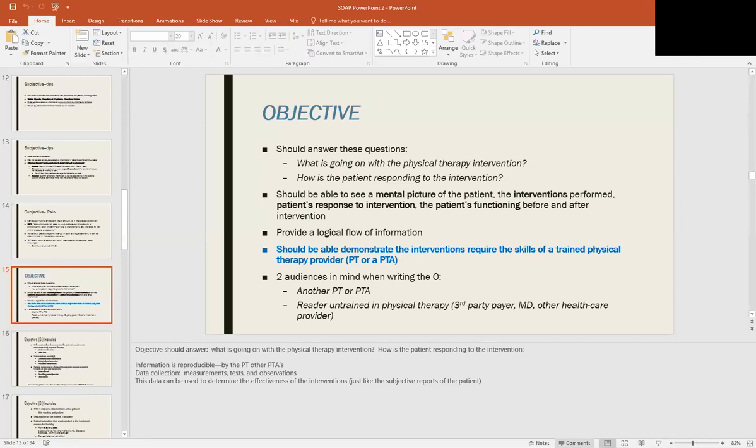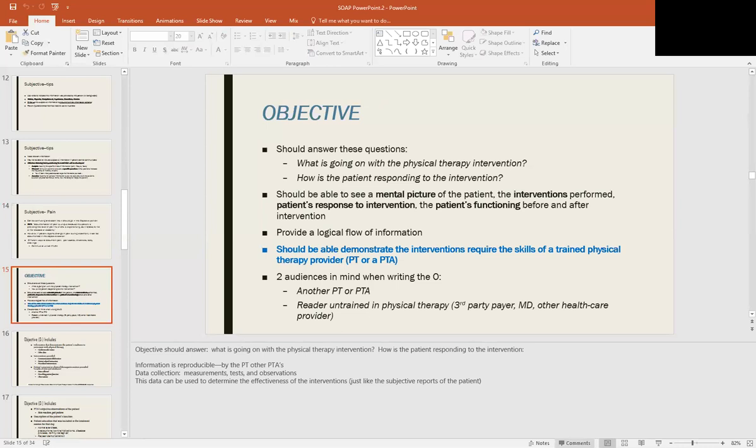You want to provide a logical flow of information, and that's where you may use some subheadings, or even when we're getting into interventions, a treatment grid or treatment log. We'll talk about that a little bit later. There again is that message. You want to demonstrate that the interventions require the skills of a trained therapy provider, a PT or a PTA.